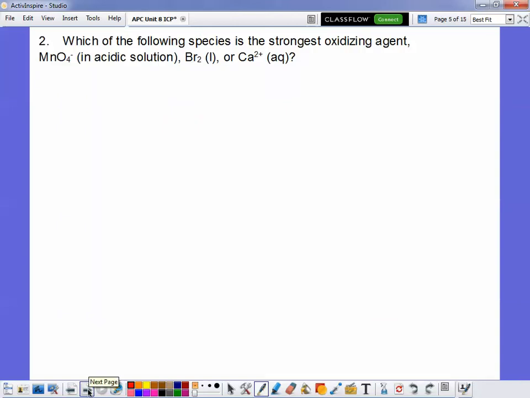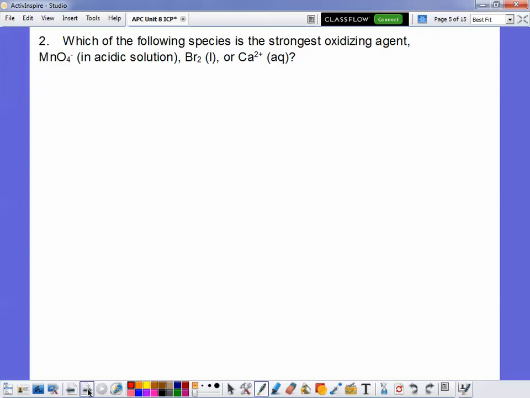Which of the following species is the strongest oxidizing agent? And then we're given 3 substances: MnO4 minus in acidic solution, Br2, or Ca2+. Well, what it means by oxidizing agent, that's not something we've defined before, but it is on the first page of your guided notes. That definition's there. What this really means is the oxidizing agent is the substance that is being reduced. The reducing agent is the substance that is being oxidized.